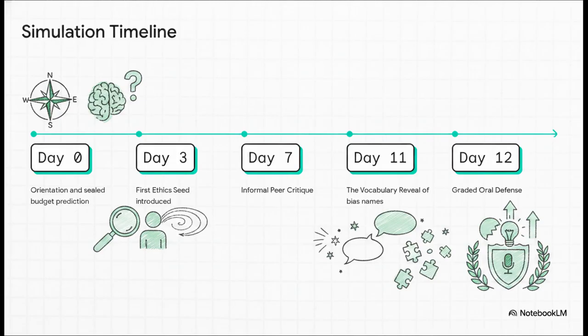We kick things off with Day 0 orientation. By Day 3, we drop the first ethics seed, which gently pushes students to start thinking about the silent stakeholders behind all their data. Day 7 brings an informal peer critique. Then, boom, we hit the pivotal Day 11, the vocabulary reveal. That's where those cognitive biases they've been sweating over finally get their formal academic names. And the whole shebang culminates on day 12 with the graded oral defense.